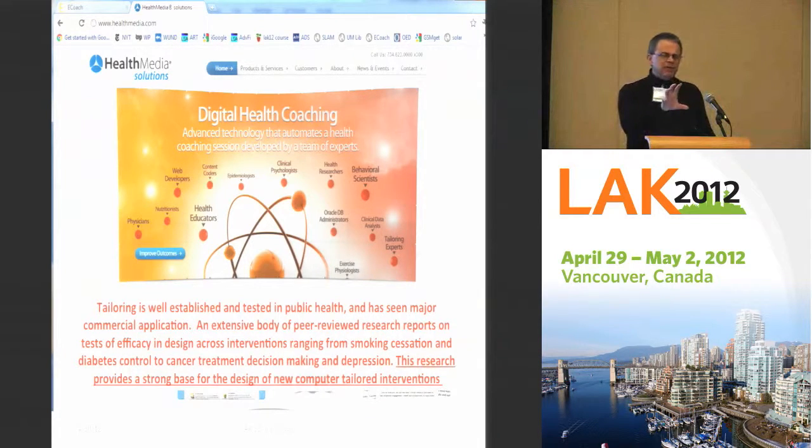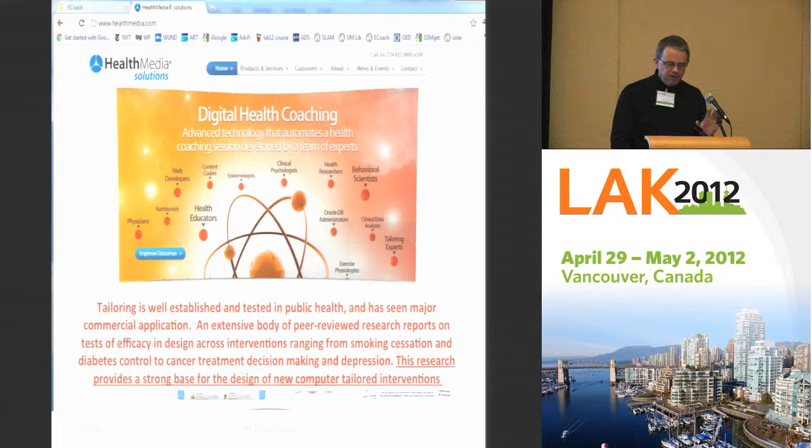There are some really interesting applications around cancer treatment decision-making, where a doctor and a patient actually sit down with a piece of software and work through all the details of their circumstances so that data can be brought to the fore at the moment when decisions are being made. So there's a lot of this out there.